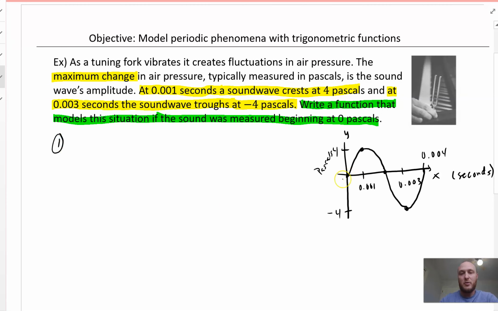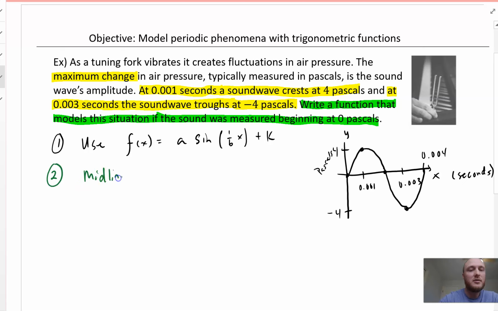Well, again, like you said, the y-intercept is at the origin, so this is going to be a sine function. Use f of x is equal to a sine of 1 over b times x plus k. Okay, step 2, what is our midline? Well, just looking at this, it's centered at y equals 0, so the midline is y equals 0. That implies that k is equal to 0.